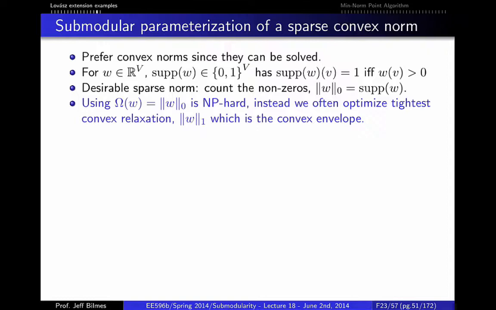And so what we often will do then is to optimize the tightest convex relaxation. I was going to have a figure of this, but let's just do this for a minute. So if this is W here, here are some axes, and here's W. Let's just say this is -1 and 1.